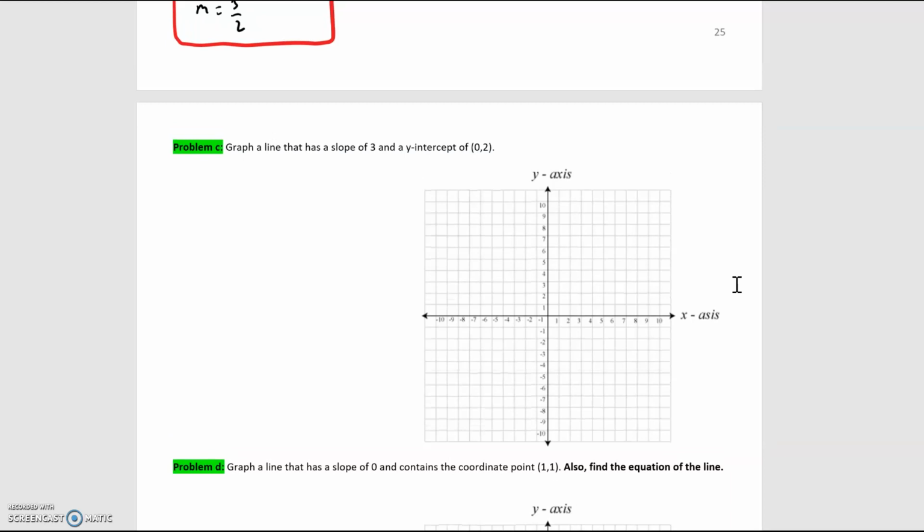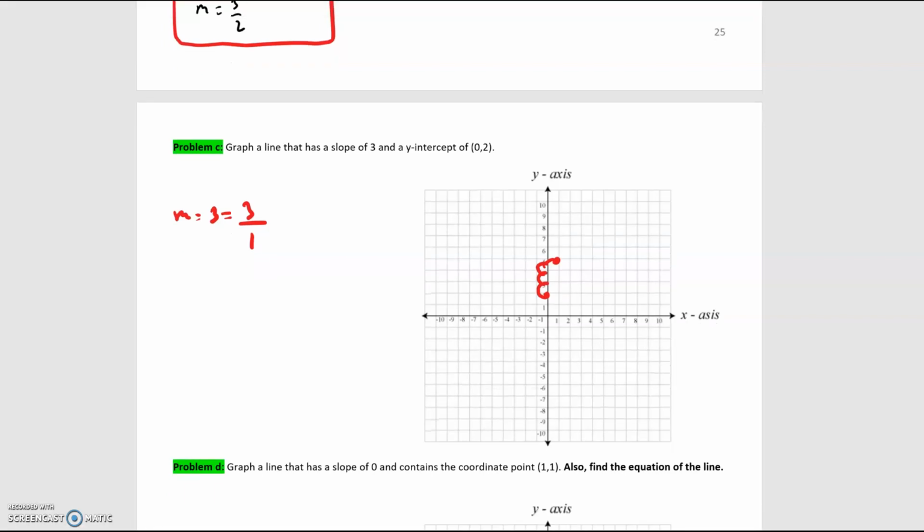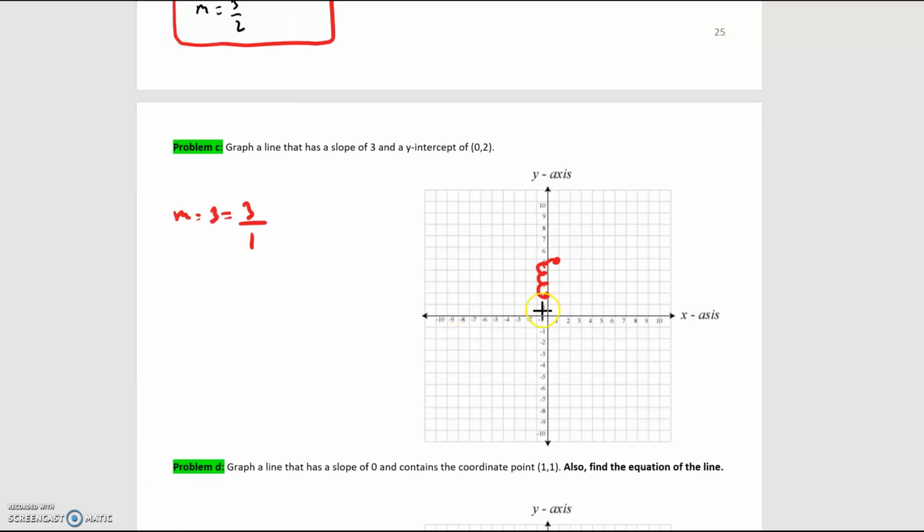Okay, let's take a look at problem C. In this particular problem, they want a slope of 3 and a y-intercept of (0, 2). So in this case, (0, 2) is your y-intercept and your slope is 3. So technically 1, 2, 3, and 1 to the right. Remember that you're viewing the slope as 3, but it's technically 3/1. And they just want the line. So our line is going to go through those two coordinate points.